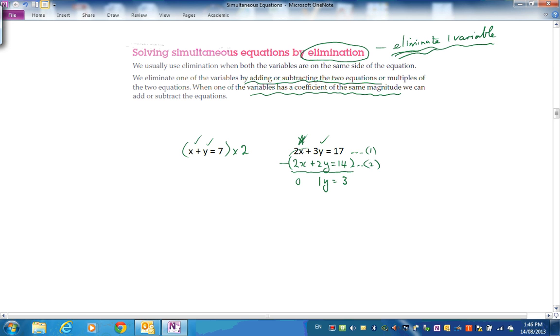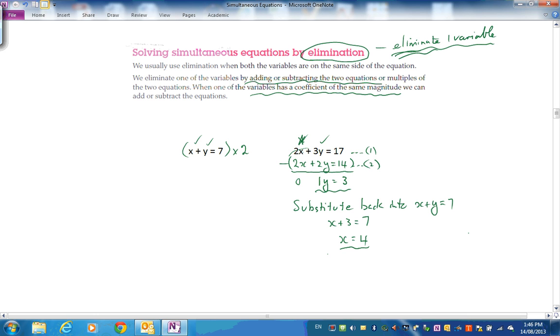Hey, we've done it. By combining equations, we have an equation which is solvable because we have eliminated one of the unknowns. So y is 3. So now let's substitute that back into either equation. It doesn't matter. Substitute back into x plus y equals 7. So that means x plus, we found y is 3, equals 7. So x equals 4.